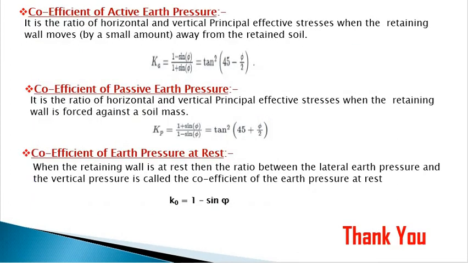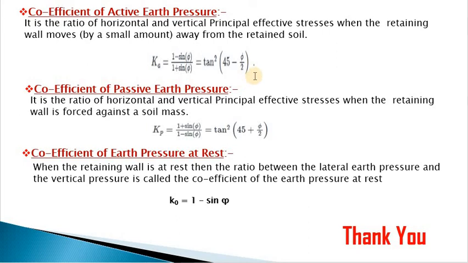Now, what is coefficient of earth pressure? What is coefficient of the active earth pressure? It is the ratio of the horizontal and vertical principal effective stresses. Ka is equal to (1 minus sin phi) divided by (1 plus sin phi), which is equal to tan square (45 minus phi by 2).